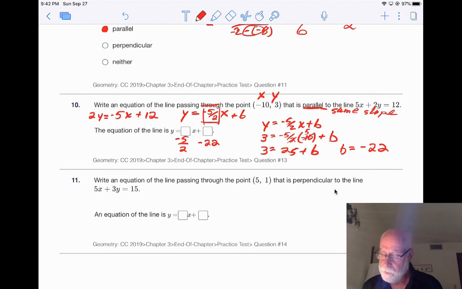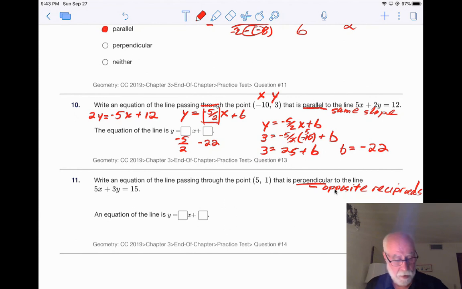Number 11. Write an equation of the line passing through the point (5, 1) that is perpendicular. Okay. When it's perpendicular, I just told you we call them opposite reciprocals or negative reciprocals. You're going to take whatever the number is, flip it, and then change the sign. All right?